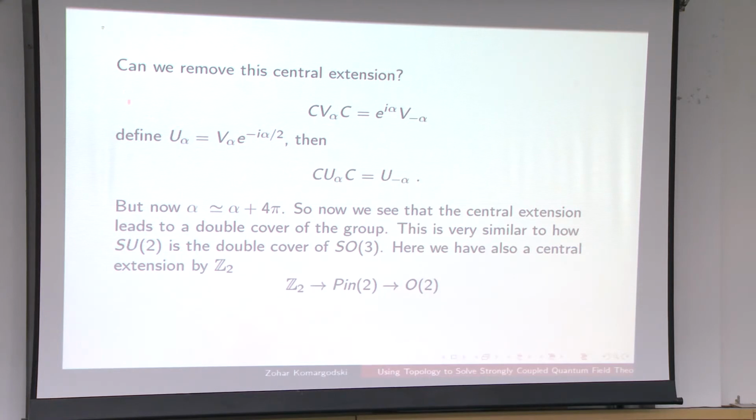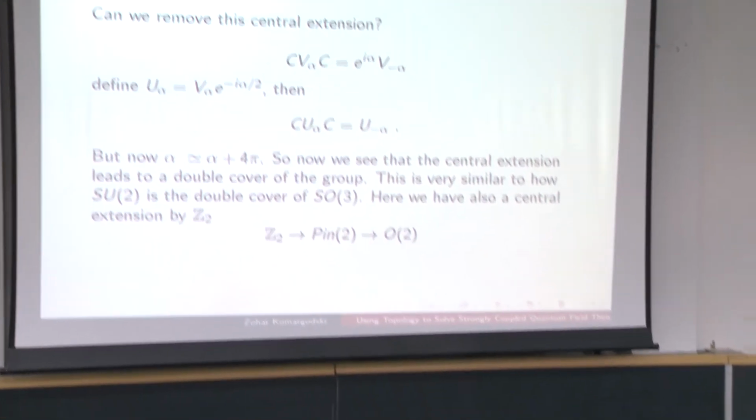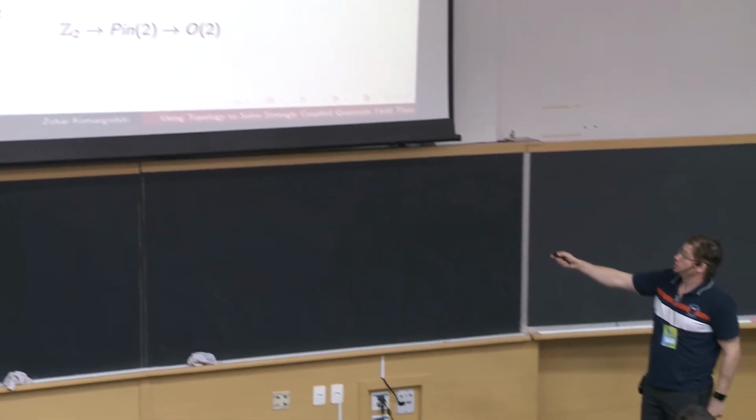For example, you could try to define U alpha, which is related to V alpha in this way. And indeed, you almost managed to get rid of it, except that now alpha is not valued in 2 pi, but in 4 pi. Because you had to multiply by e to the i alpha over 2, which is not 2 pi periodic. You see that you almost managed to get rid of it, but not quite. There is a certain Z2 that you did not manage to get rid of.